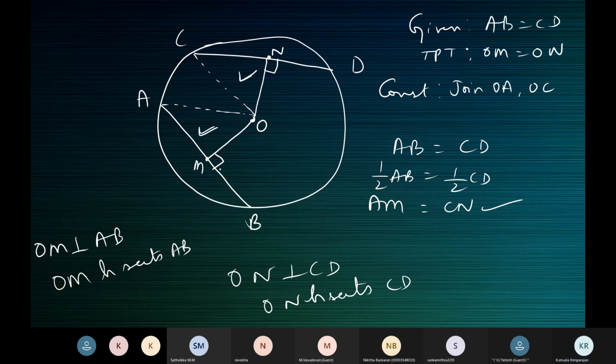Then what else do we have, children? AM is equal to CN. Next, we need to list out 3 equalities. We listed 3 equalities, ma'am. Just repeat. Yes, ma'am. AB is equal to CD, and half of AB is half of CD, so AM is equal to CN. That is the first thing. Then AM of triangle AOM is equal to CN of triangle CON. Then OB and OD, ma'am.